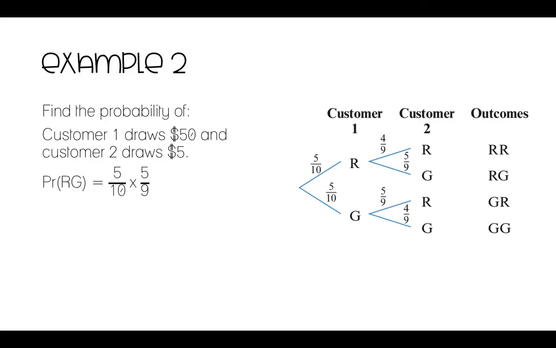Okay, so hopefully you wrote down probability of RG equals 5/10, because we got 5/10 chances, times 5/9, which gives us a probability of 25/90. And if we work that out as a decimal, we get 0.28.